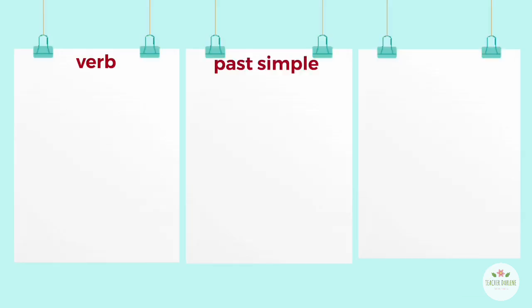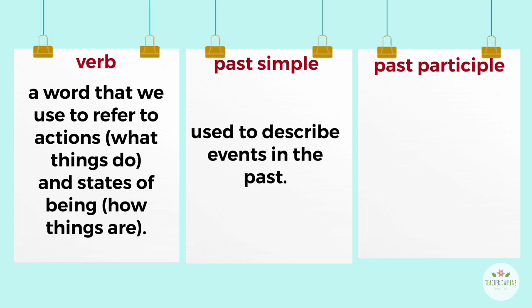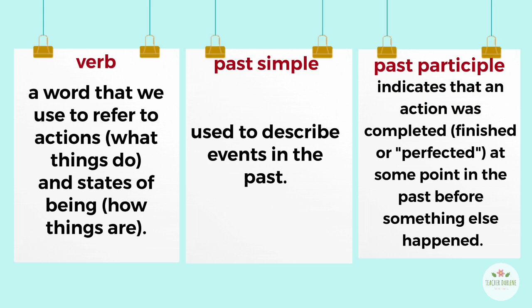Verb, past simple, and past participle. A verb is a word that we use to refer to actions, what things do, and states of being, how things are. Past simple is used to describe events in the past. Past participle indicates that an action was completed, finished or perfected at some point in the past before something else happened.